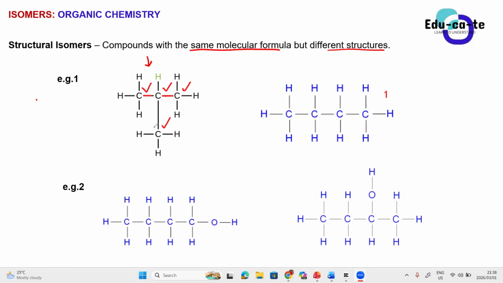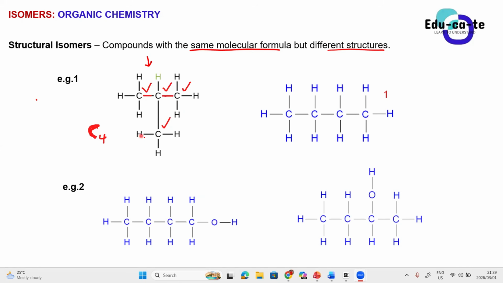You don't count the number of carbons found in the longest chain. No, it is the total number of carbons found in the molecule. In this case, we are having 4 carbons, so we would write C4. What about the number of hydrogens? Quickly count, guys. If you count, 1, 2, 3, 4, 5, 6, 7, 8, 9, 10. So there are 10 hydrogens in total.